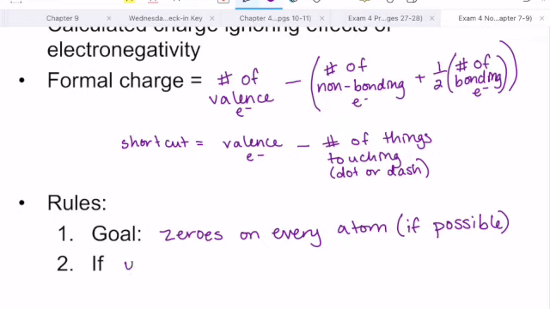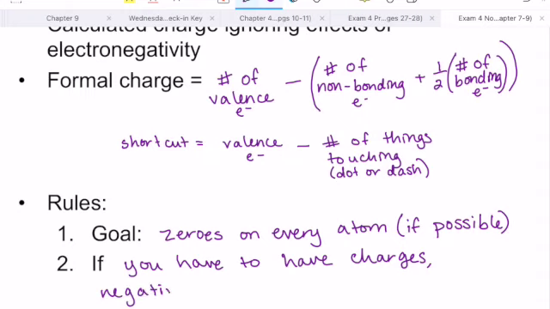So if you have to have charges, because there's no other way to draw the molecule, then we have to think about electronegativity. So we would want a negative charge. Do we want that on the element that's more electronegative or less electronegative? Which one would want to have a negative charge on it? More, right? The one that's more electronegative is more likely to be negative. So on the more electronegative atom.